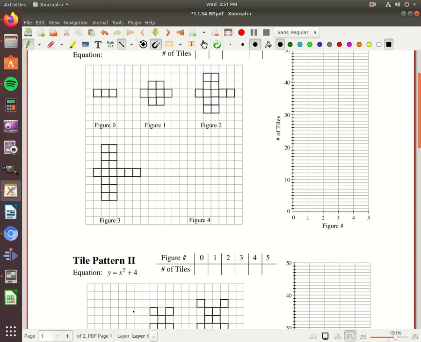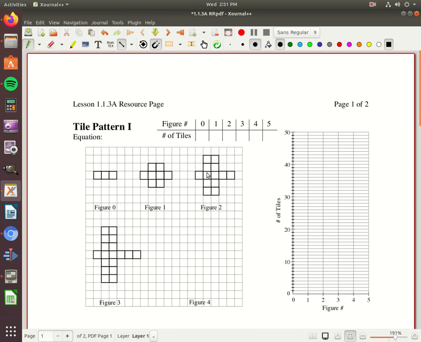So it should be this one. Okay, so as I look at this one, I can see figure 0 has 3 tiles, figure 1 has 8, figure 2 has 13. Figure 3, I'm guessing, will have 18, but let's confirm that. So 2, 4, 6, 8, 10, 12, 14, 15, 16, 17, 18. So it looks like we're adding by 5 each time. So I would expect this to be 23 and this to be 28.